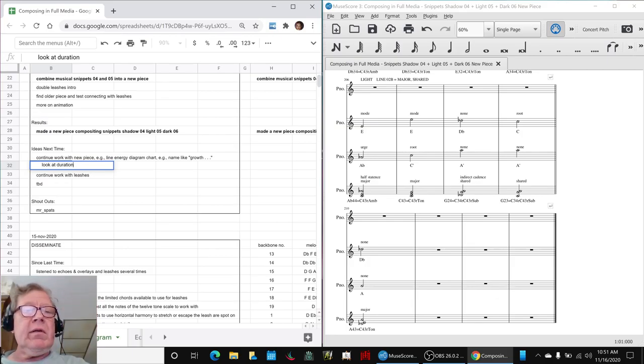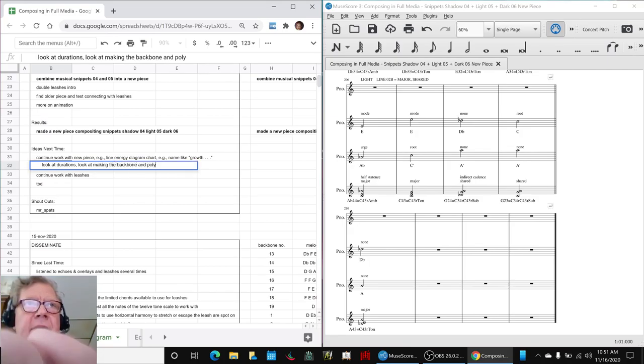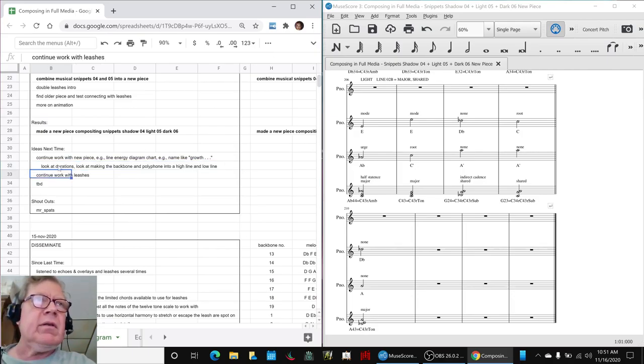We also want to look at the durations, making the two, the backbone and polyphone, into a high line and a low line, kind of like we did with the recorder trio, if y'all remember that far back.